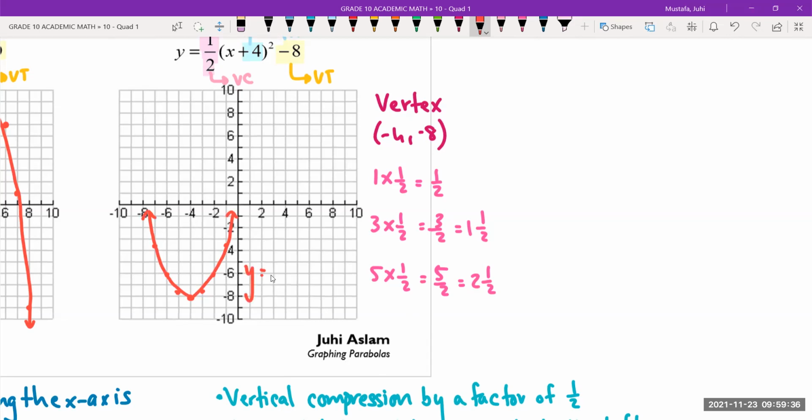And then don't forget to label y is equal to a half x plus 4 squared minus 8. And that's the end of the question. Did you guys get that? Good? All right. What do I want you to do now? Like I said, we'll come back to this after, like the features of a parabola.